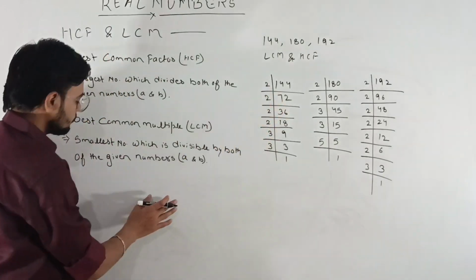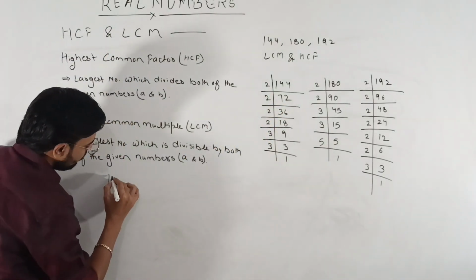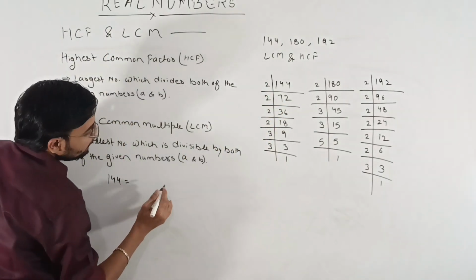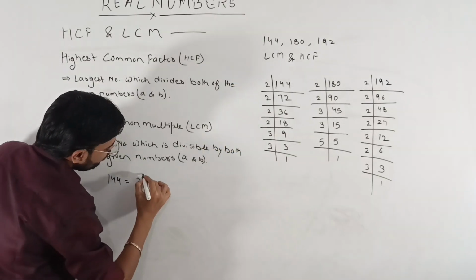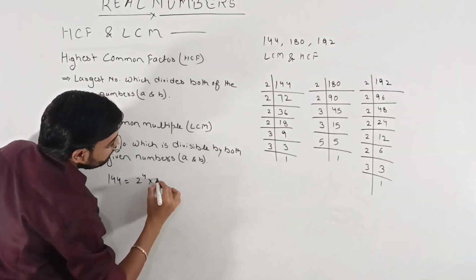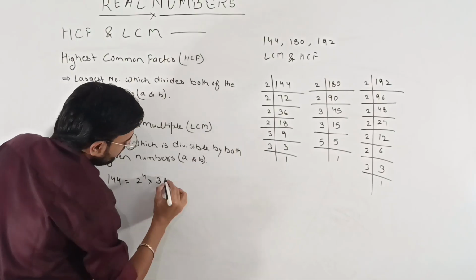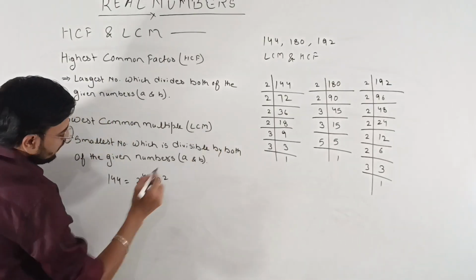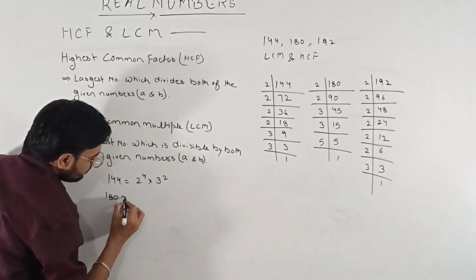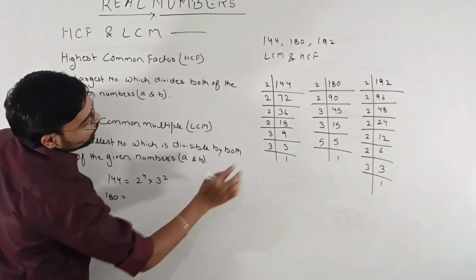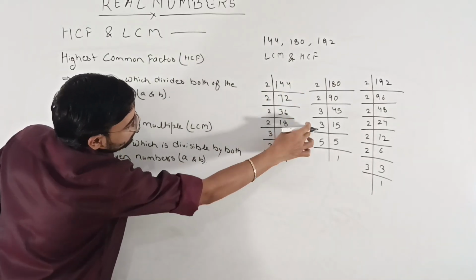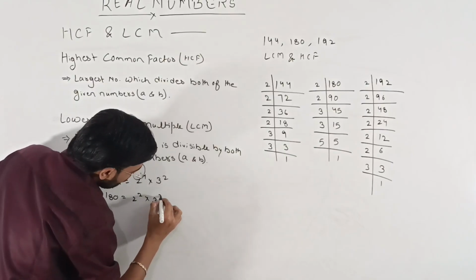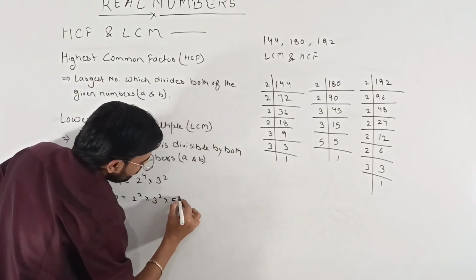Now we write this. Prime factorization of 144 is what? How many times does 2 occur? 1, 2, 3, 4. 4 times. Then I write 2 to the power 4 into 3, how many times? 1, 2 times. Then 2. Okay. Now 180. 2 is only 2 times. Then I write 2 to the power 2. 3 is 2 times. Then 3 to the power 2. And 5 is 1 time.